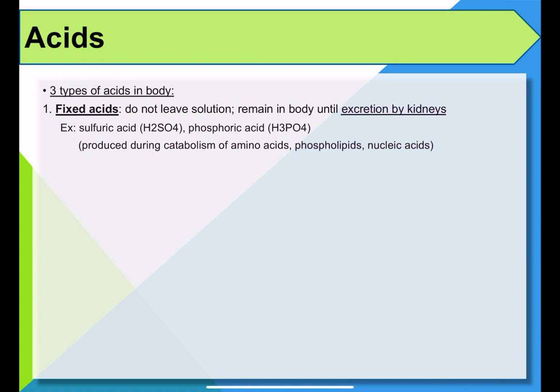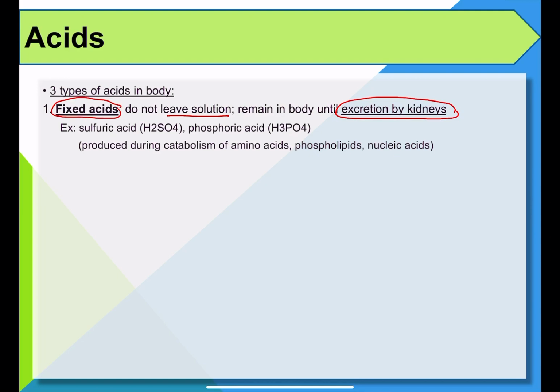Now, there are three types of acids that are formed in the body. So the first type we'll talk about is called fixed acids. This type of acid doesn't leave solution. They can't escape into the air as gas. They remain in solution in your body. So they will remain in there until somehow we can get rid of them through the kidneys by excretion into urine. Okay, that's why part of the kidneys' job was that if there was too low of a pH, acidosis, then it would secrete hydrogen ions out into the urine.